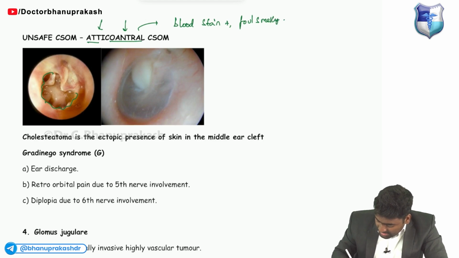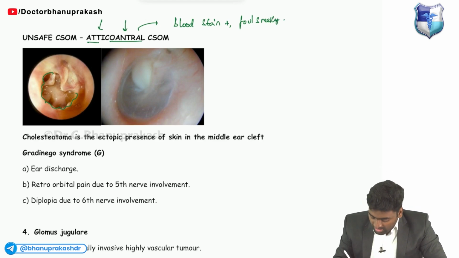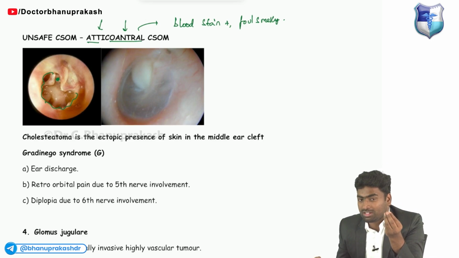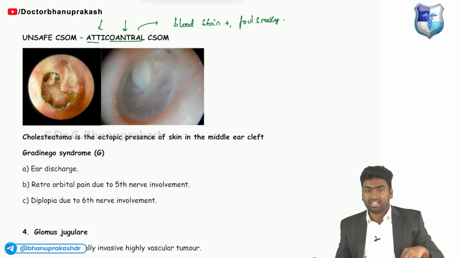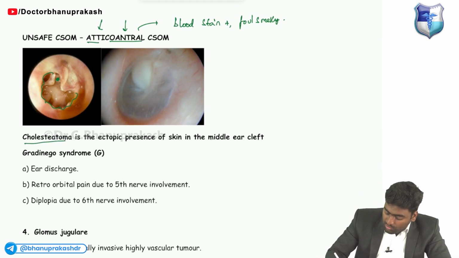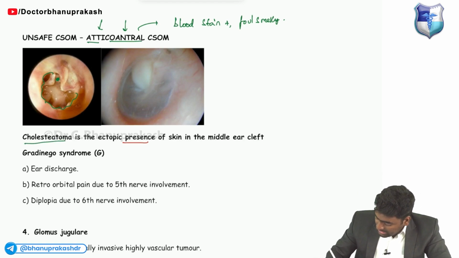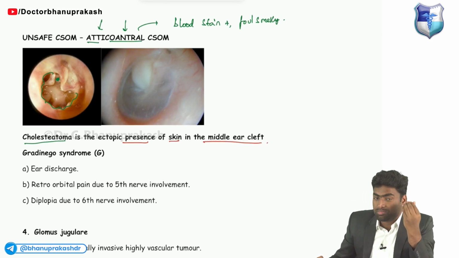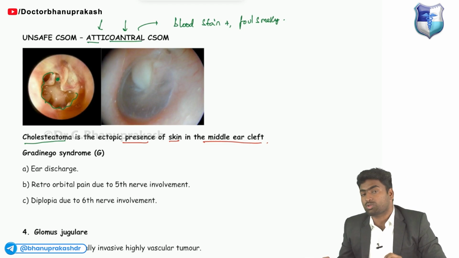In some cases, this will heal and it will retain some of this epithelial tissue, normal epithelial tissue from the EAC, into this middle ear. So this can lead to the formation of something which is known as cholesteatoma. Cholesteatoma is nothing but the presence of skin in the middle ear cleft. Okay, presence of the skin, which is epithelial cells, in the middle ear cleft. So it is known as cholesteatoma.